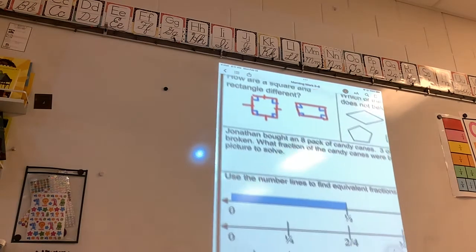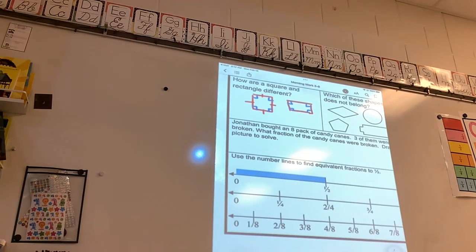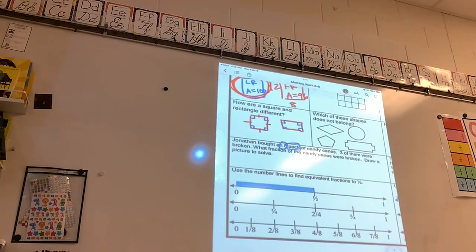Jonathan bought an 8-pack of candy canes. So we've got 8 and pack. Why is pack one of our keywords? Because it usually represents a group of things. 3 of them were broken. What fraction of the candy canes were broken? 3 out of 8. Okay.